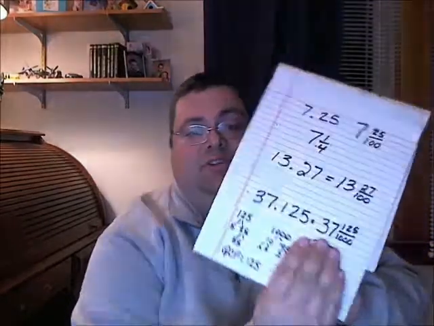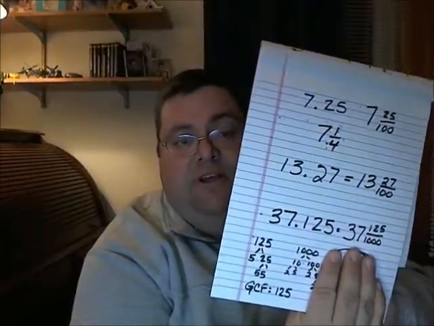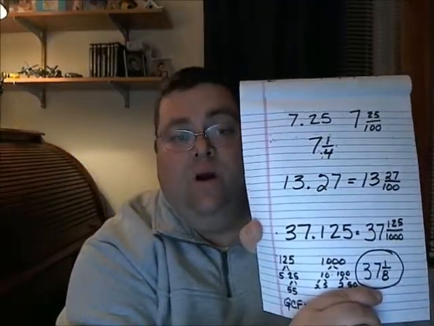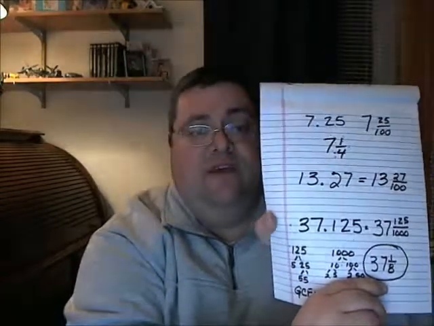Okay, I don't have a lot of time left, so let's see how you did. Did you come up with 37 and 125 thousandths to start? If you did, very good. Next, you should have found the greatest common factor, and 125 goes into 1,000. How many times? 8 times. When you simplified, you should have come up with 37 and 1/8. 125 actually does go into 1,000, so you have to watch for those. All right, I hope you did really well.